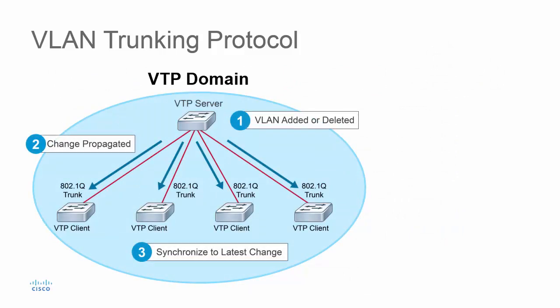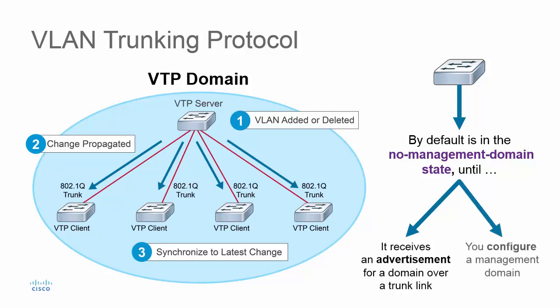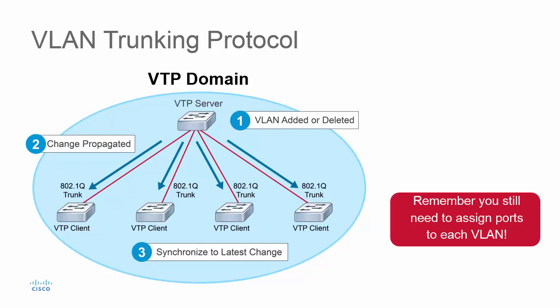A VTP domain consists of one switch or several interconnected switches sharing the same VTP environment. A switch can belong to only one domain. By default, a Cisco switch is in the no management domain state until it receives an advertisement for a domain over a trunk link or until you configure a management domain. The beauty of this protocol is that any VLANs that are created on a switch and configured on a VTP server are propagated across trunk links to all the connected switches in a network. A very important thing to remember here is that you still need to assign ports to each VLAN.